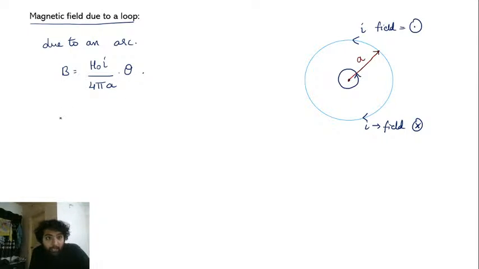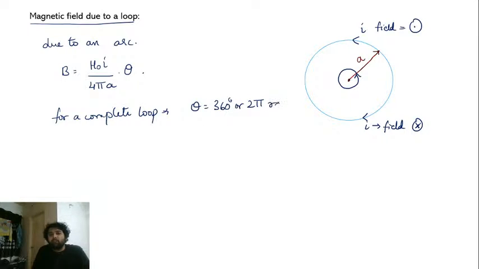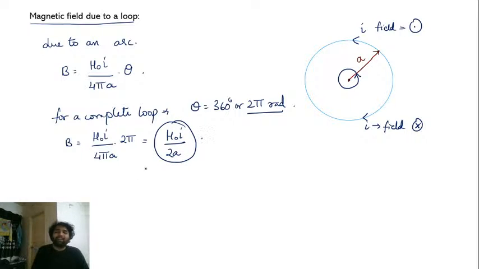Now if it is a loop, for a complete loop, what is the arc length? What is the value of theta? Theta will be 360 degrees or 2 pi radians. We are discussing everything in terms of radians, so this angle will be 2 pi radians. The field will be mu naught I by 4 pi a into 2 pi, which is nothing but mu naught I by 2a. This is it, guys.